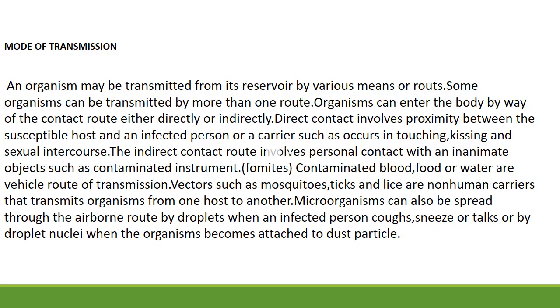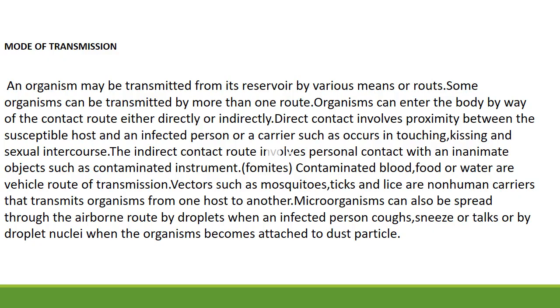The various routes are, one is direct contact. Direct contact means there is a direct contact or close proximity between the infected person and the healthy person. So it can happen by touching, kissing, and sexual intercourse. So, in this method there is a close proximity between the infected person and the healthy individual.